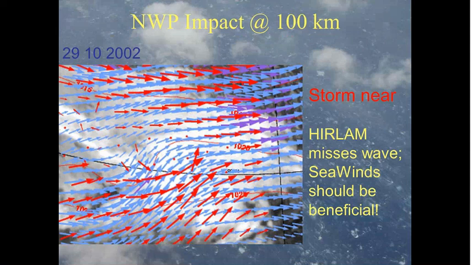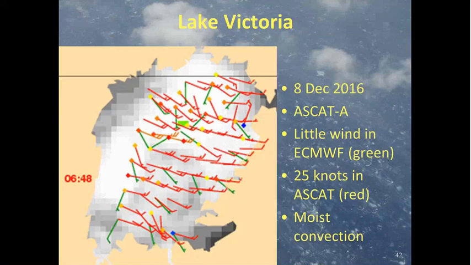This is a case of moist convection near Lake Victoria, where, when I was giving a training course in South Africa on 8 December 2016, we looked at cases over Lake Victoria. You see ASCAT-A. In green you see actually very little wind in ECMWF, but ASCAT is showing 25 knots because of local downburst, because of clearly moist convection, as you can see in the cloud image.